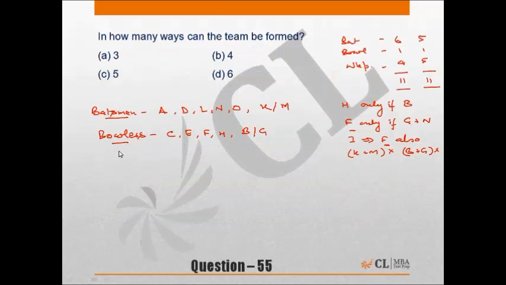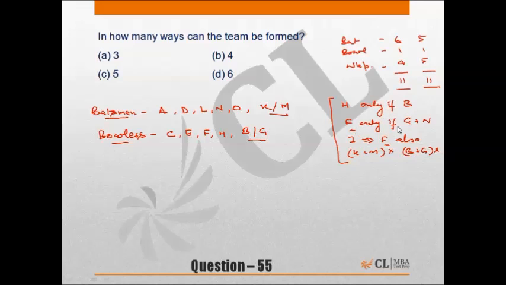Here I have tabulated the data the way it has been given in the question, that the batsmen are A, D, L and O, and between K and M only one of them can be a part of the team. Similarly, the bowlers are there, and between B and G only one of them can be a part of the team. The other conditions given in these statements have been tabulated here, that H can be a part of the team only if B is there. That means if H is there, B should be a part of the team. Okay, the reverse may or may not be true.